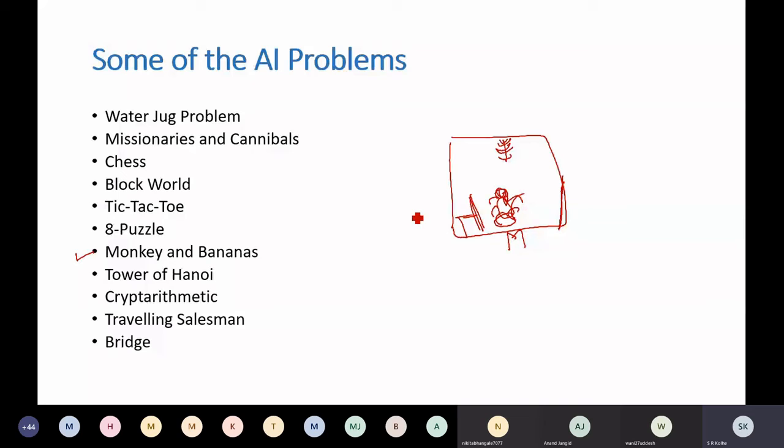Now the problem is, you have to answer this question: whether the monkey can reach the bananas.